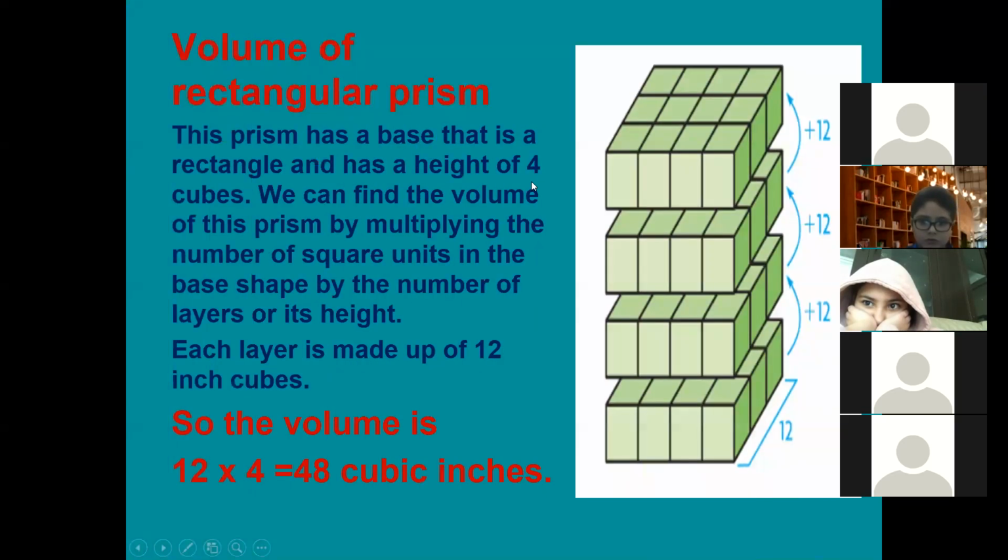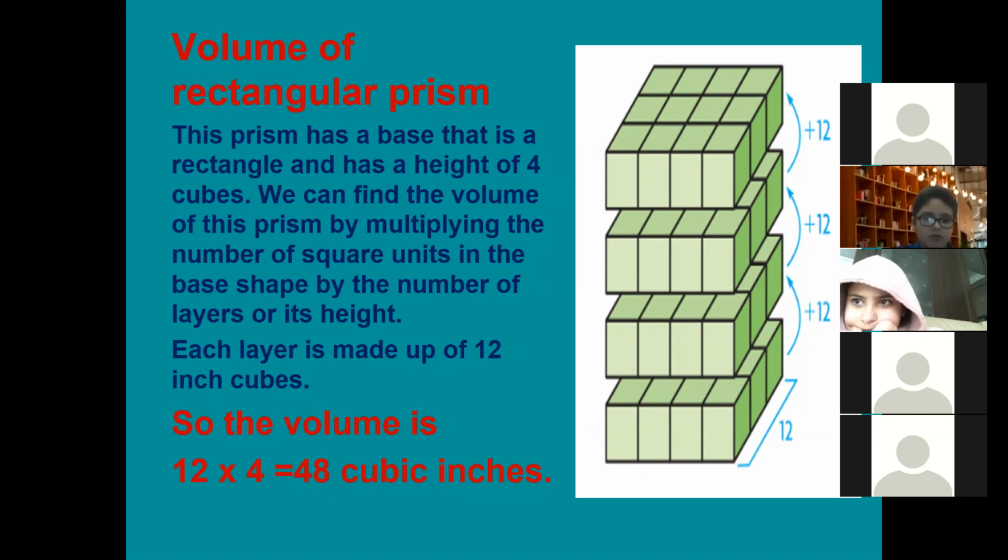See, this prism has a base. Please read, Yusuf. This prism has a base that is a rectangle and has a height of 4 cubes. We can find the volume of this prism by multiplying the number of square units in the base shape by the number of its layers or its height. Each layer is made up of 12 one-inch cubes. So the volume is 12 times 4 equals 48 cubic inches.